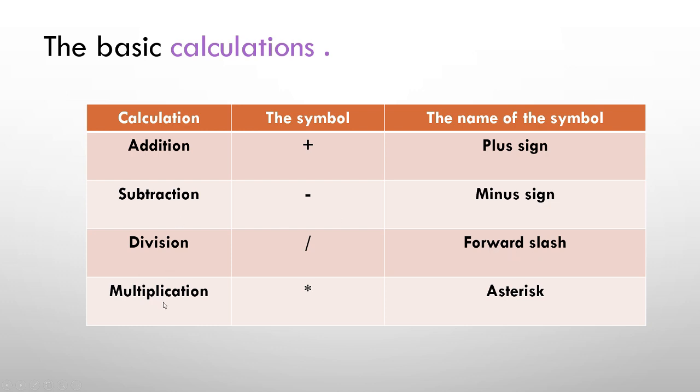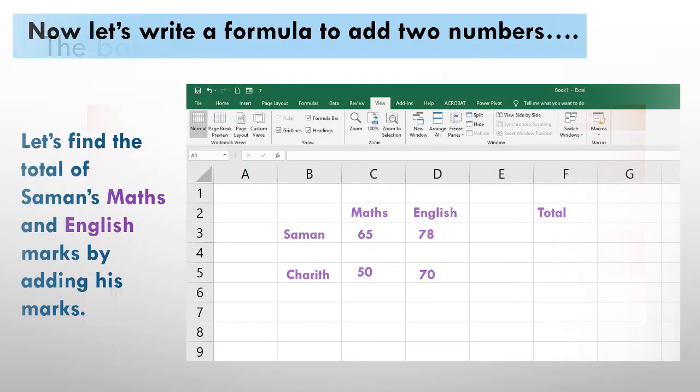And the other basic calculation is multiplication. What about this symbol? It's like a star or a flower. What do you know about this? The name of this symbol is asterisk. This is not a star or a flower, but it looks like that. We are using this asterisk symbol to perform the multiplication on a spreadsheet. Now we are going to write a formula to add two numbers.